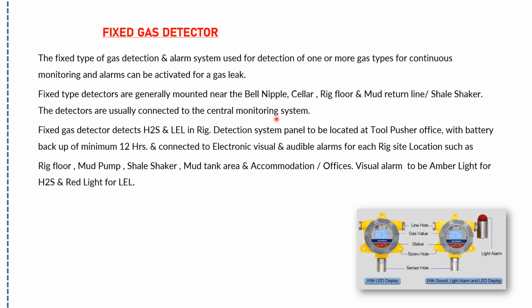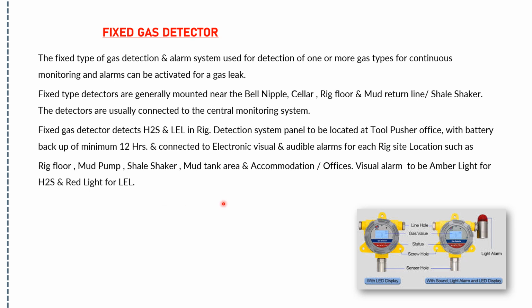No need to be confused. These are the places where the gas detectors are installed, and these are the places where the alarms are installed, so that if gas is detected by the fixed gas detector, the alarm will be activated in these areas. And one more thing, the alarm is of two types: one is audible, one is visual.